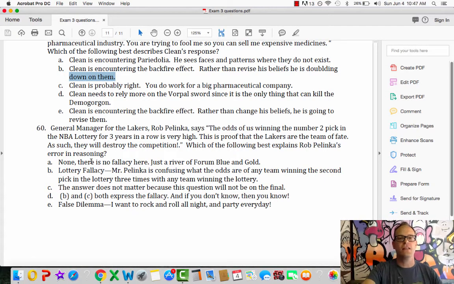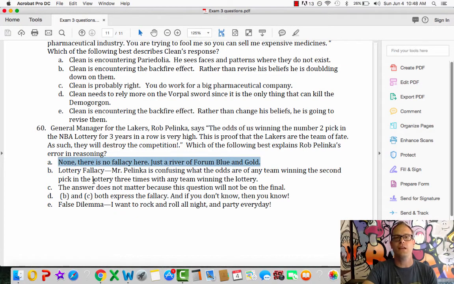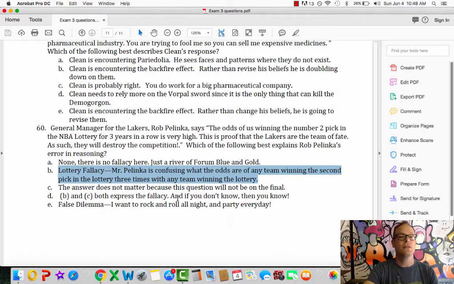Okay, A, there is no fallacy here, just a river of form, blue and gold. Okay, no, that's Professor Vitt being a Lakers fan. B, lottery fallacy. Mr. Pelinka is confusing what the odds are of any team winning the second pick in the lottery 3 times with any team winning the lottery. C, the answer does not matter because this question will not be on the final. D, both B and C express this fallacy, and if you don't know, then you know. E, false dilemma. I want to rock and roll all night and party every day. Okay, the best answer here is B. If for no other reason, then these are just other silly options, right?